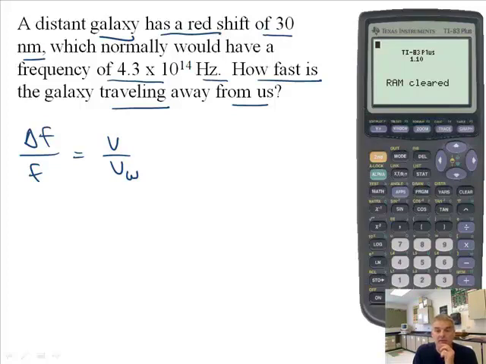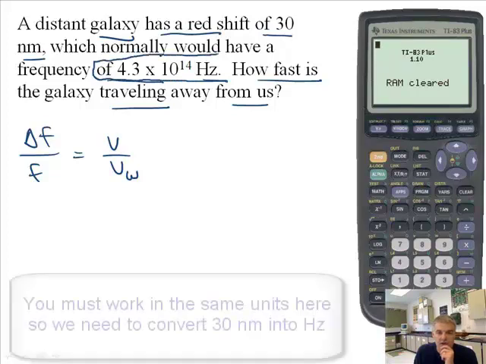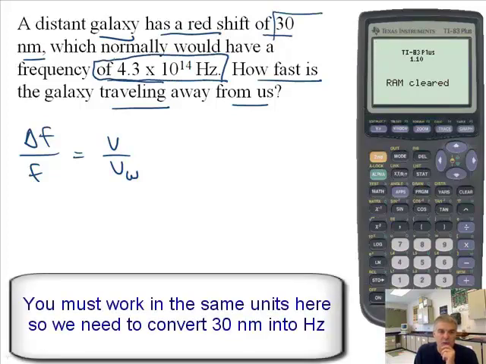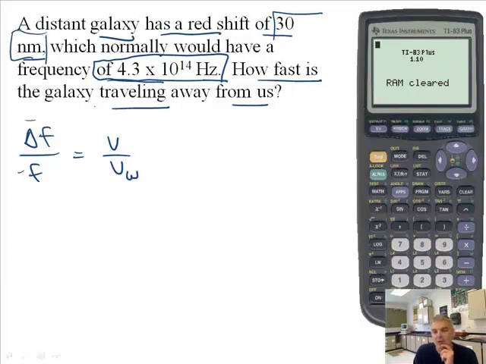Now I have a redshift of 30 nanometers. Now we have a bit of a problem here. This is in hertz, and this is in nanometers. One is a wavelength and one is a frequency, and this is frequency, right? And so what I need to do with this is I've got to convert my 30 nanometers into hertz.